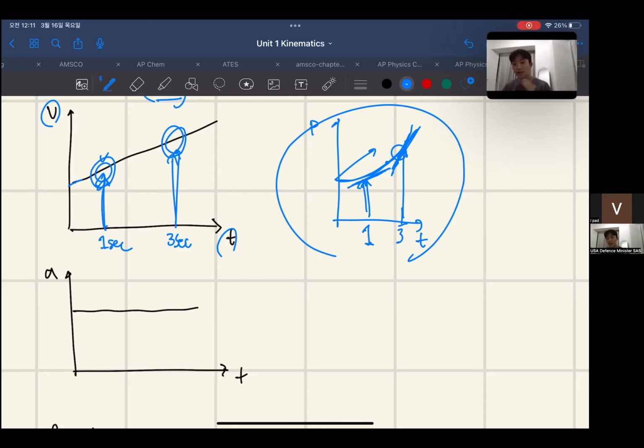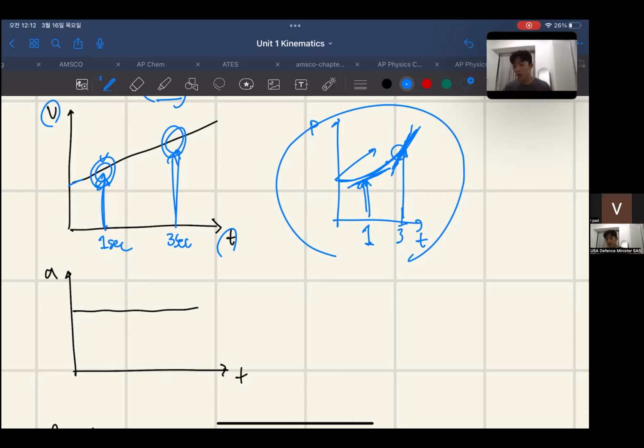Thus, their ability to change velocity when t is equal to 3 and when t is equal to 1 is the same, meaning that the acceleration when t is equal to 3 and when t is equal to 1 should be the same. Thus, acceleration should be constant.